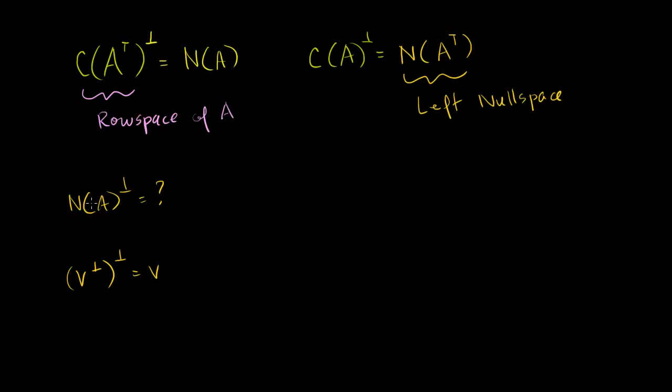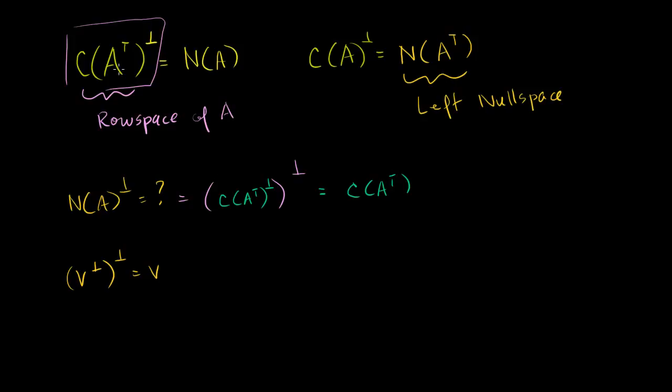So now, what are we doing? We're taking the orthogonal complement of the null space of A. Well, the null space of A is just this thing right here. So this is equal to taking the orthogonal complement of the row space's orthogonal complement. Now, we're essentially taking the orthogonal complement of the orthogonal complement. So we can use this property, which we just proved in the last video, to say that this is equal to just the row space of A, which is the same thing as the column space of A transpose.